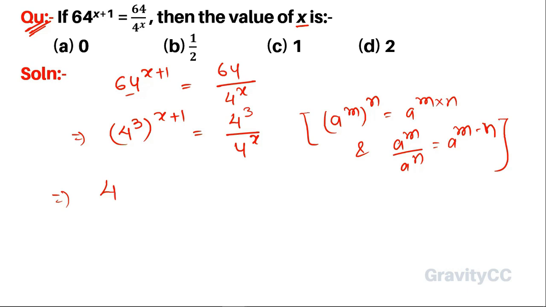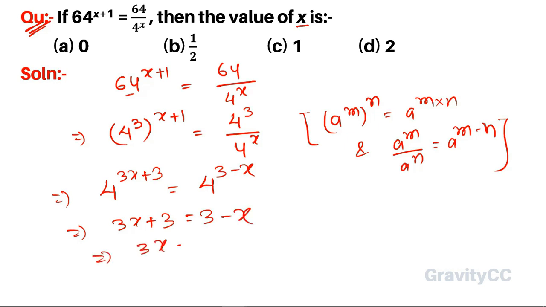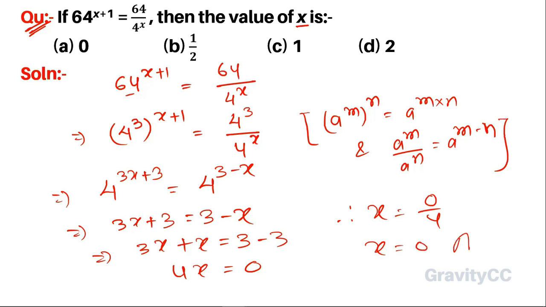So 4 to the power 3x plus 3 equal to 4 to the power 3 minus x. Here base are same, so 3x plus 3 is equal to 3 minus x. So 3x plus x is equal to 3 minus 3, so 4x is equal to 0. So therefore x equal to 0/4 equal to 0 answer. So option A is the correct answer.